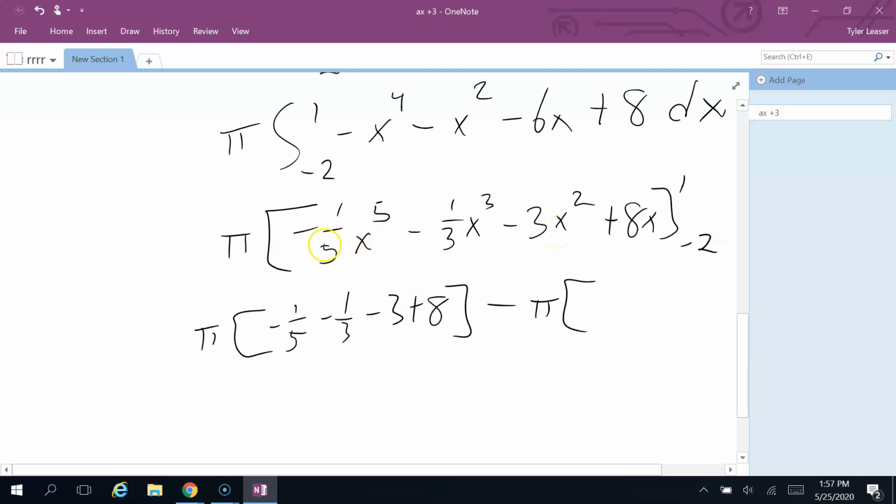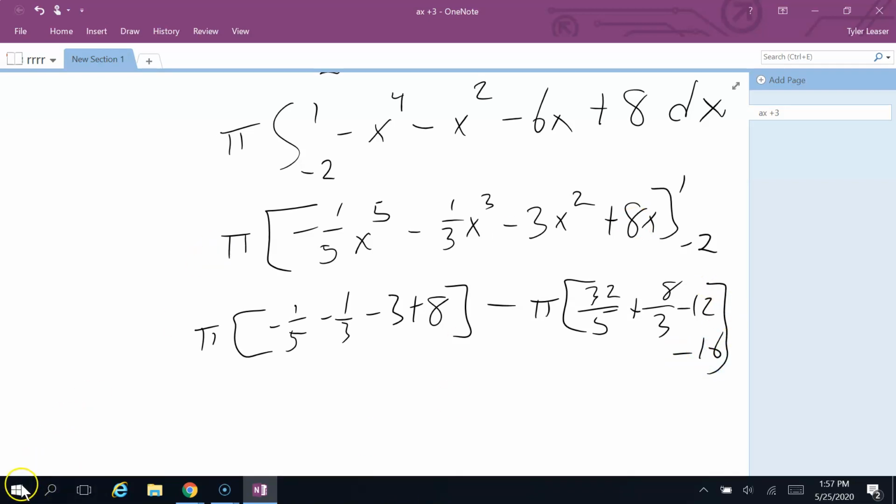-2 to the 5th is -32, which cancels out with that negative, so that's going to be +32/5. -2 cubed is going to be a -8, which again cancels out with the negatives, so that's a +8/3. -2 into here is a +4, so -12. -2 times that 8 is going to be a -16. All right, I'm going to pause the video here and then get the calculator.